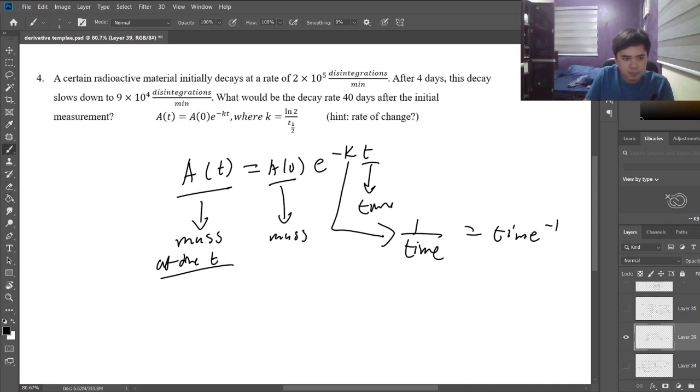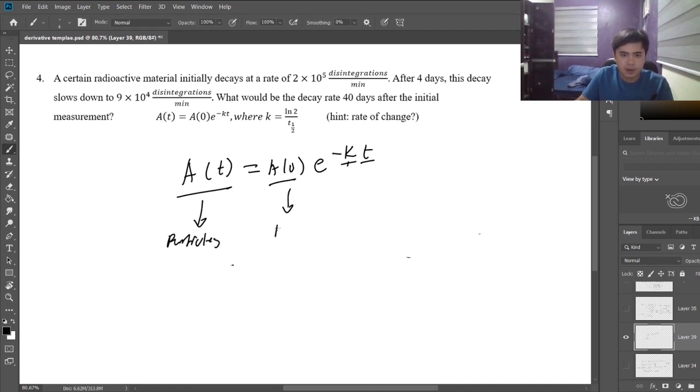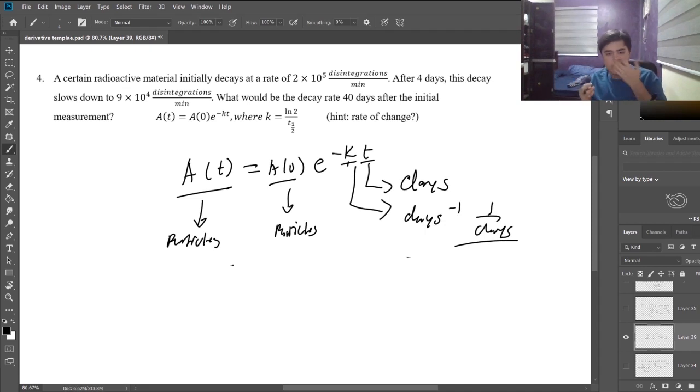So let's put the relevant units around here. This is going to be particles. All right, this is going to be particles as well. And you'll see why in a short while, why it is particles, not grams or whatever. So t is going to be in days, and k is going to be in inverse days, or 1 over days. So that's going to be our units.